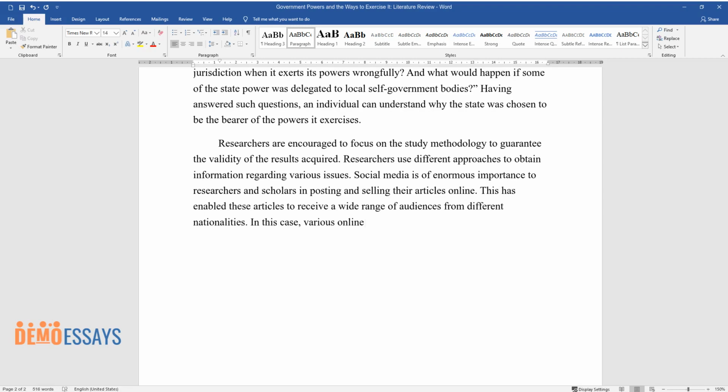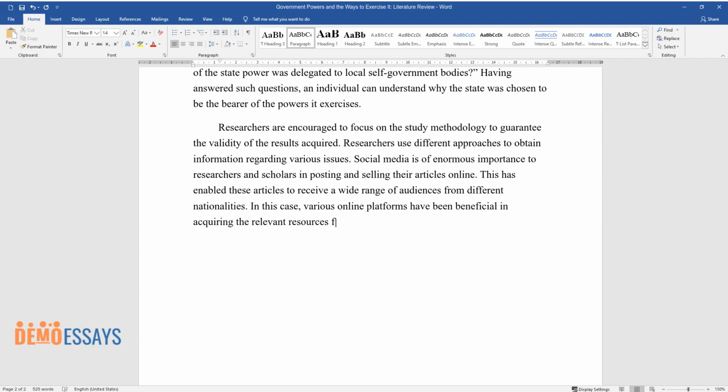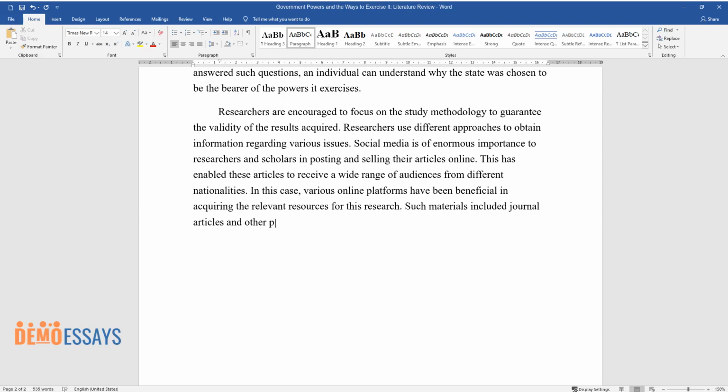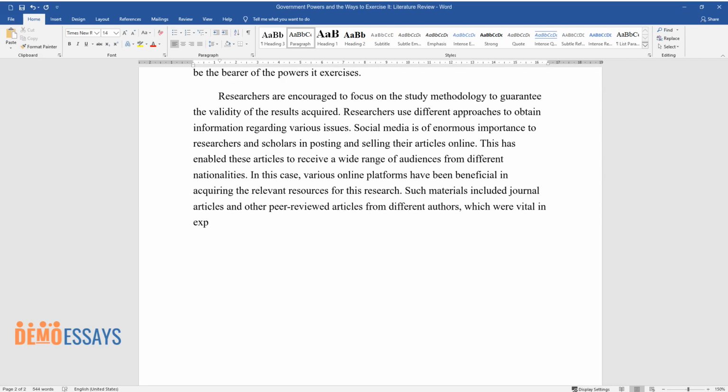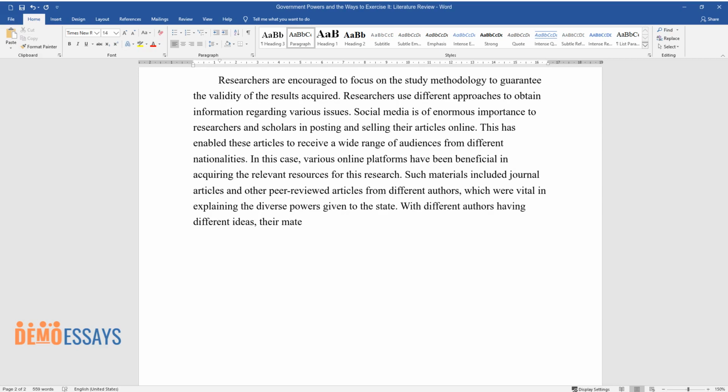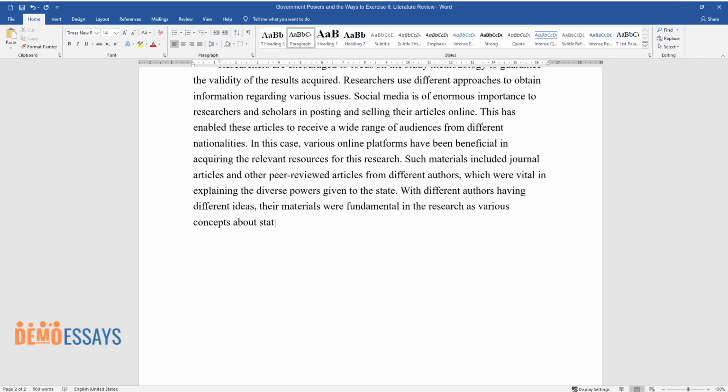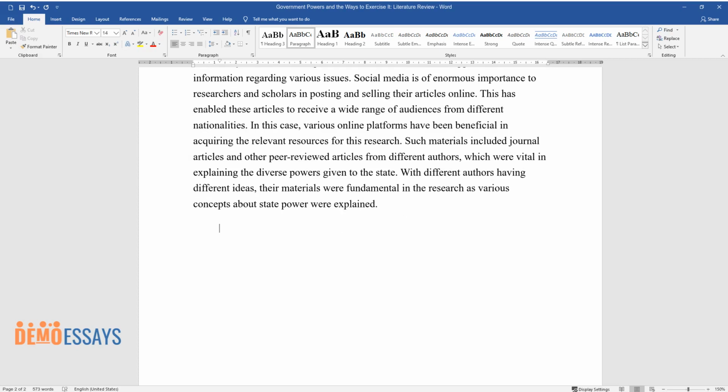In this case, various online platforms have been beneficial in acquiring the relevant resources for this research. Such materials included journal articles and other peer-reviewed articles from different authors, which were vital in explaining the diverse powers given to the state. With different authors having different ideas, their materials were fundamental in the research as various concepts about state power were explained.